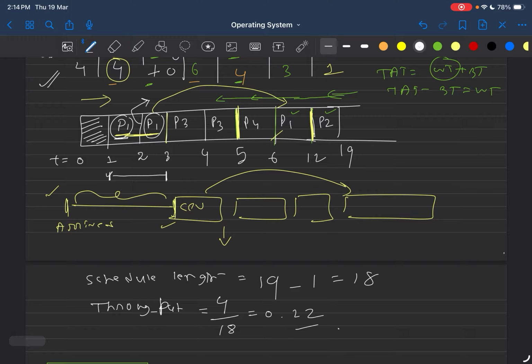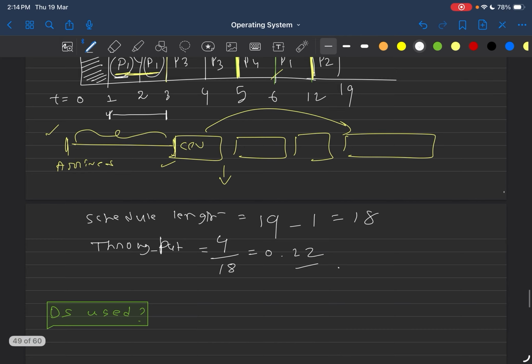So now let's move to the next and last part of the video. What do you think? What data structure could you have used in the entire algorithm? If you see, every time you were finding the minimum burst time across all the available burst times. In such scenarios, which data structure can we pull in? Pause the video here, think for a minute, then come back and play the video. That data structure will be the min heap.